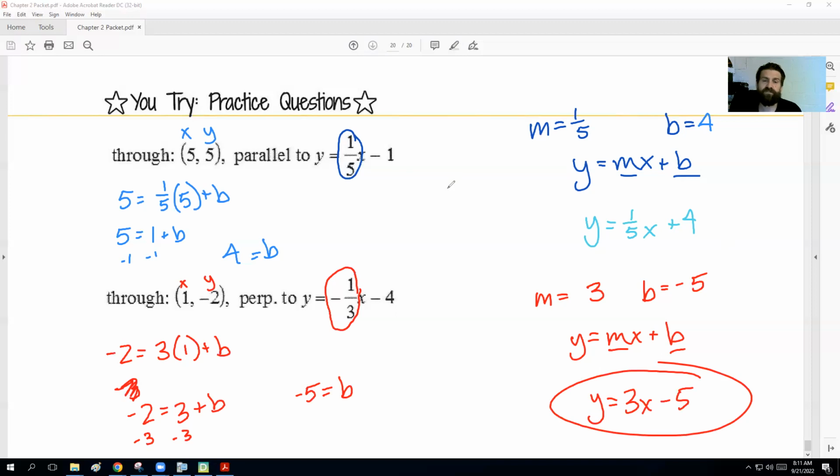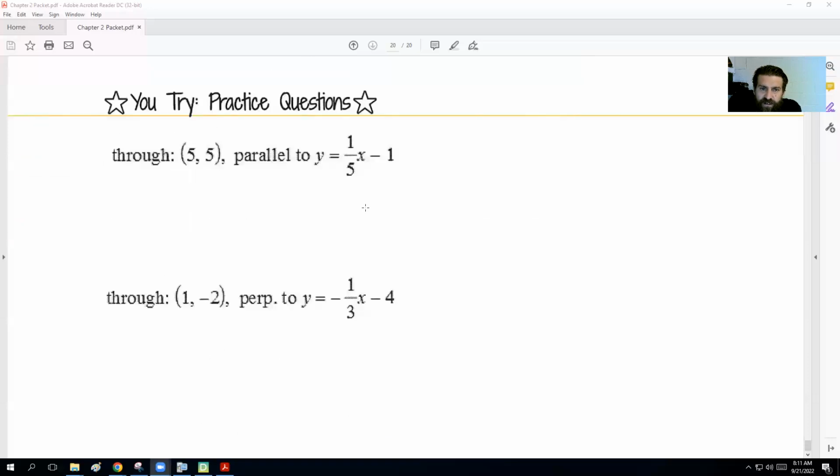Okay, guys, so this wraps up chapter 2. We're going to spend a couple days on this section here because the IXL that you guys are going to be doing goes over this and just regular lines too. It's good practice on all parts.